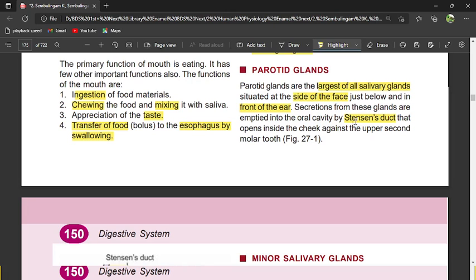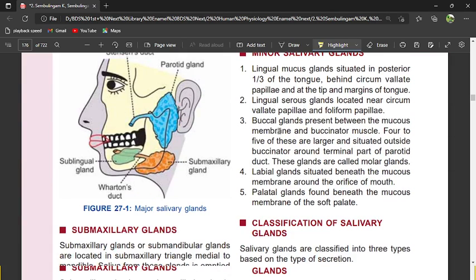So it is having the duct through which it is supplying its secretions. Okay, parotid gland forms saliva, and that saliva is released out with the help of a Stenson's duct, which opens inside the cheek. It is opening towards your second molar tooth. You know your molar teeth, your second molar teeth.